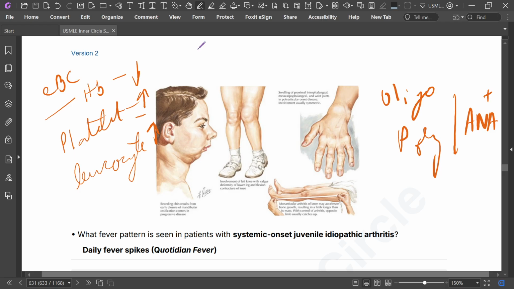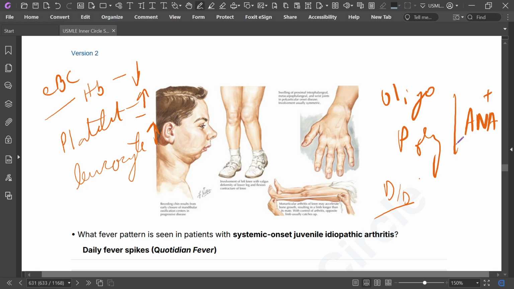What are the differential diagnoses? The differential diagnosis includes infectious arthritis, inflammatory or rheumatological arthritis like transient synovitis, and neoplasm such as acute lymphoblastic leukemia.